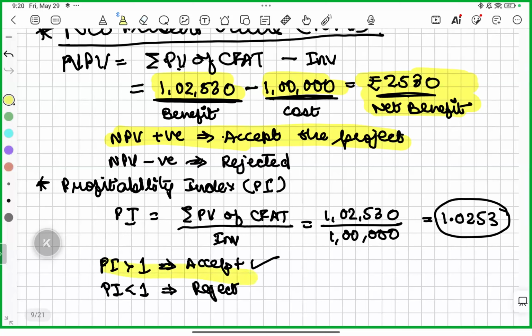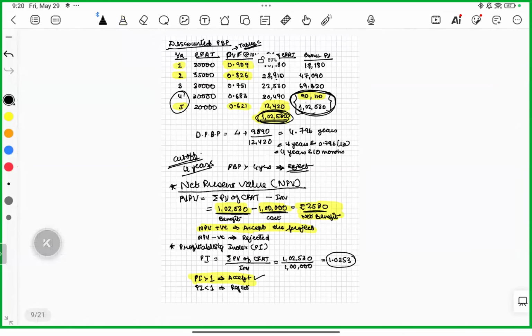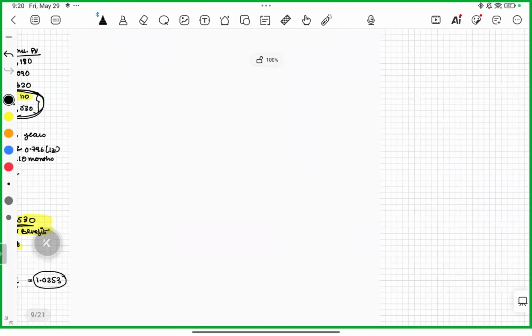Similarly, let us say in a hypothetical scenario, if your PI is, let us say, 0.9, what does it mean? It means that your project had investment of 1 and it turned out to be 0.9. You are in loss, and that is why you have to reject the project. So depending on your PI, whether your PI is greater than 1 or less than 1, you will decide whether to accept the project or reject the project. This is another technique.